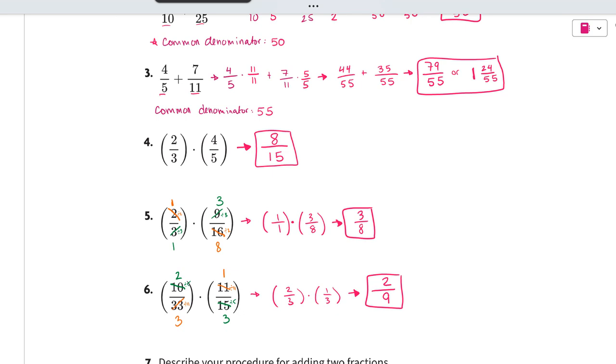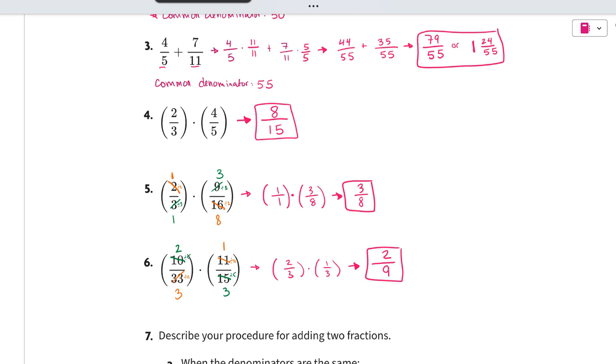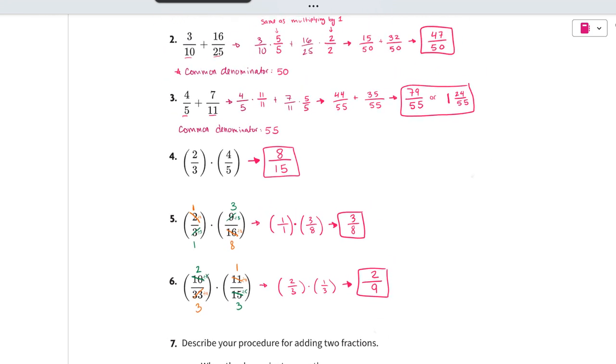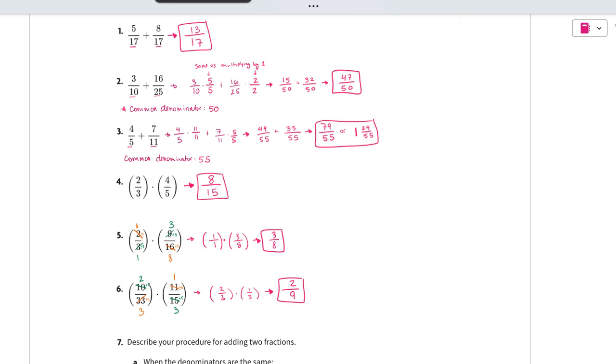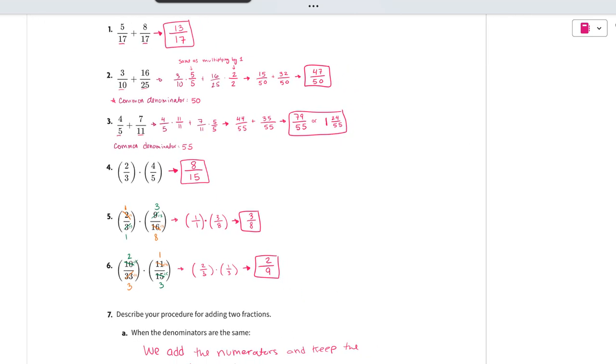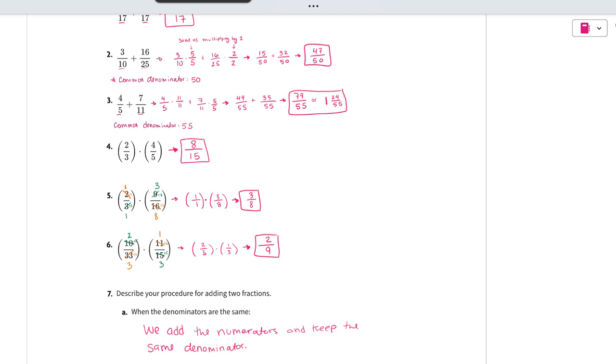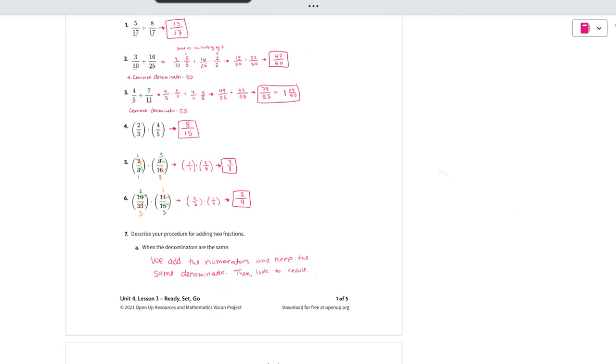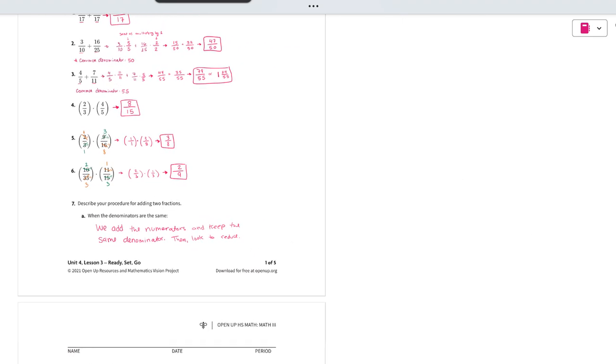So question 7 says describe your procedure for adding two fractions when the denominators are the same. So we've already talked about this a little bit. Like question 1 started that way. And we just added the two numerators together and kept the denominator the same. So we add the numerators and keep the denominators the same when they already have the same denominator. Then always look to simplify. Always look to reduce.